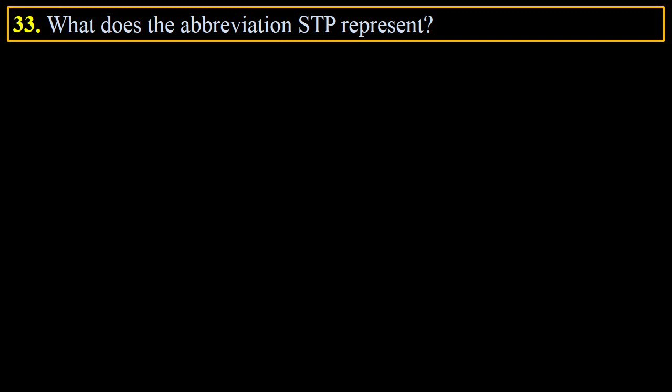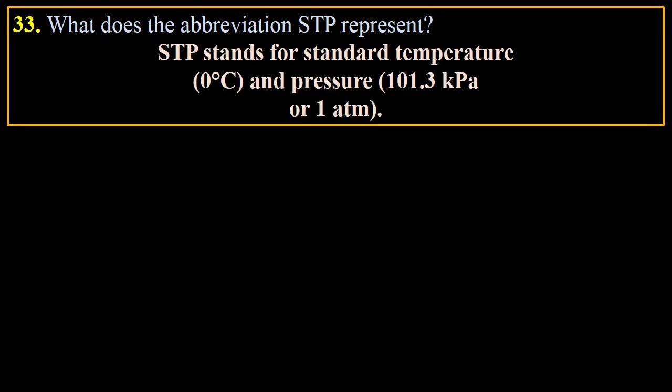What does the abbreviation STP represent? Standard temperature and pressure: 0 degrees Celsius, 273 Kelvin, and 101.3 kilopascals, or 1 atmosphere. Standard temperature and pressure.